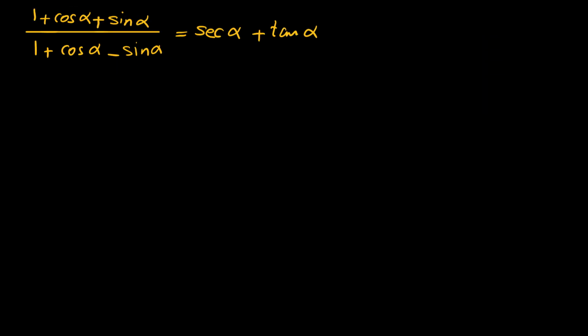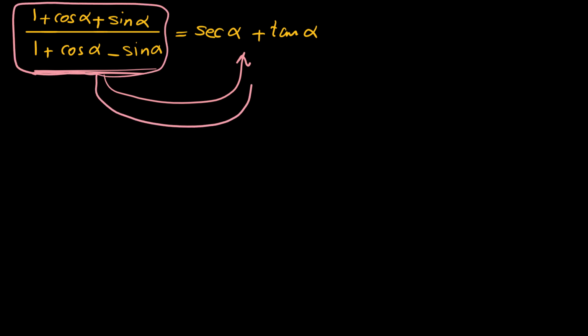Now look at this challenging example. 1 plus cosine plus sine over 1 plus cosine alpha minus sine alpha equals secant alpha plus tangent alpha. To prove this identity, which side is more complicated? Probably it should be clear that this side is more complicated than the right side. So it can be a good idea to start from this, simplify it and get to the other side.